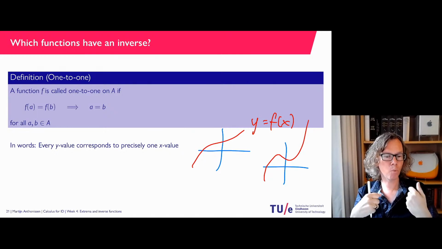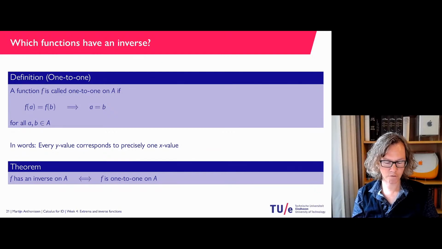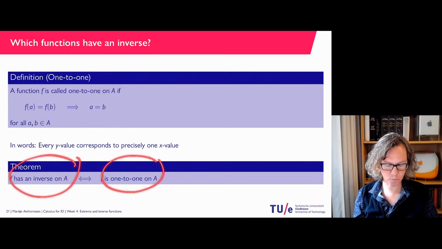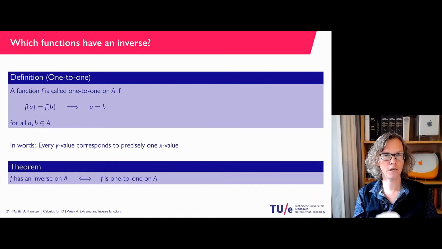And if you have a one-to-one mapping, it has an inverse. So there's the theorem here. f has an inverse on A, that's equivalent. This means the two statements to the left and the right of this symbol have the same truth value. If your function has an inverse, then it is one-to-one. If a function is one-to-one, then it has an inverse. So they mean the same thing. These two statements are equivalent.